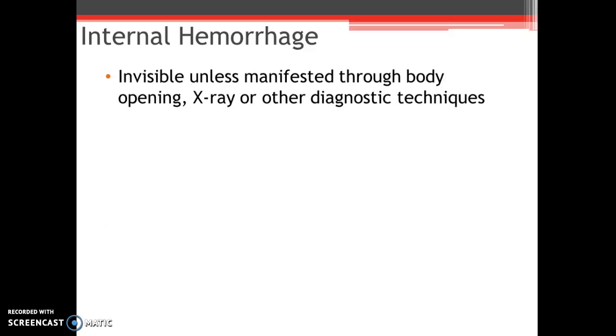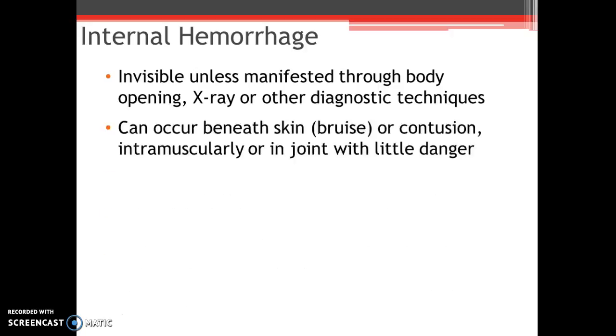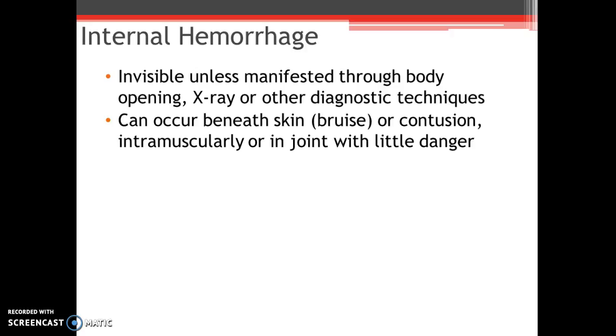Internal hemorrhage, very much an important thing to understand, but difficult to recognize. So these are good points to know. It's invisible unless it's manifested through a body opening. So really difficult unless we're doing some sort of diagnostic test. If I have an athlete go down, I obviously cannot immediately take them for diagnostic testing. I need to do that as quickly as possible, but never rule out internal bleeding if they've sustained an injury that might have entailed some internal bleeding as well.